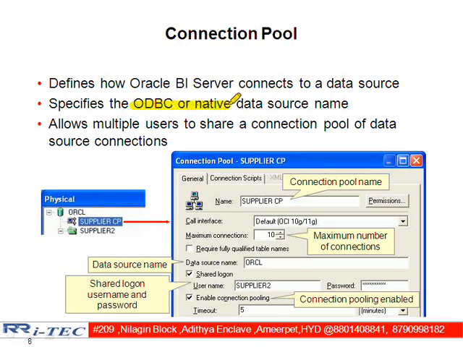Next, allow multiple users to share a connection pool of data source connections. If you see here, shared login is available. That means from the OBIEE application end, let's say 10 users are running their own reports. All 10 users are connecting to the database using one user ID, the supplier 2 user. Let's say Gmail is available: you are accessing Gmail, I am accessing Gmail, a number of members are accessing. End of the day, all this data is coming from a single database. But to connect to the database, it is using one user ID. That's how this also works.